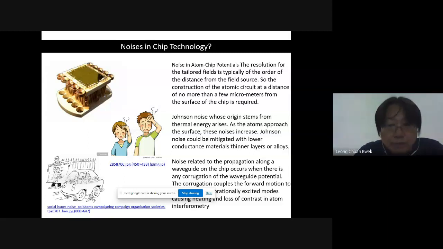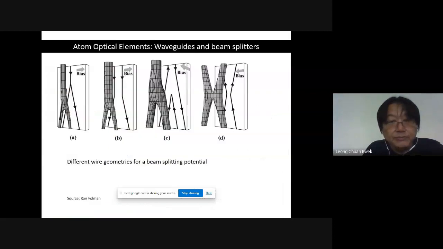This results in a few types of noise, and one is Johnson noise, which originates from the thermal energy. And the other one is noise that is related to propagation along the waveguide, whenever there's corrugation in the waveguide potential. So a lot of this noise will result in a loss of contrast in the interferometry.